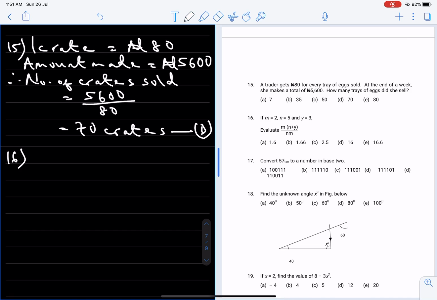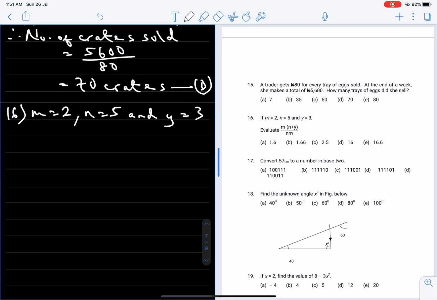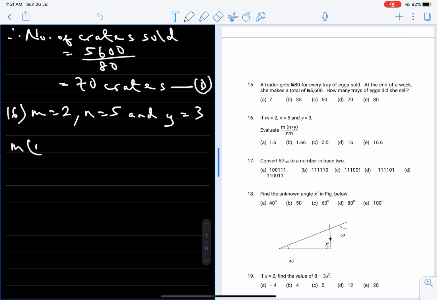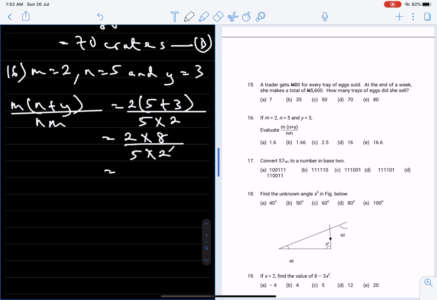If M is 2, N is 5, and Y is equal to 3, evaluate M into bracket N plus Y over NM. That's the same as M, which is 2, into bracket N, which is 5, plus Y, which is 3, all over N, which is 5, times M, which is 2. That's the same as 2 times 8, all over 5 times 2, which is 2 here 1, 2 here 1. That's 8 over 5, which is the same as 1 and 3 over 5.